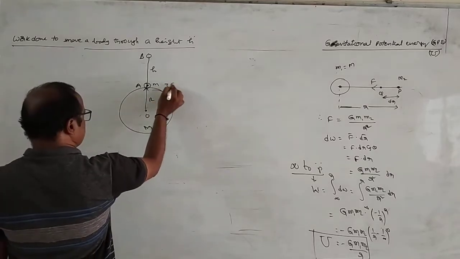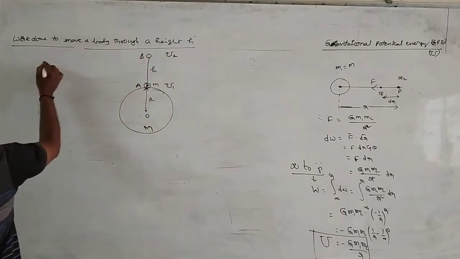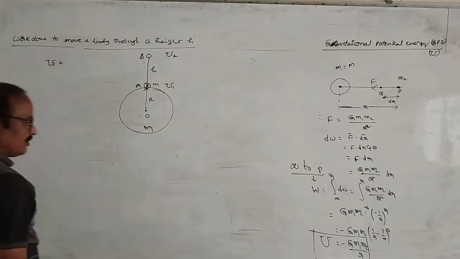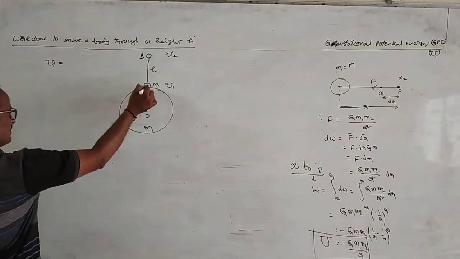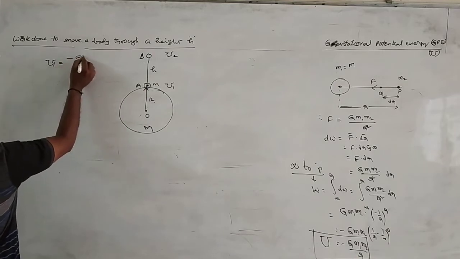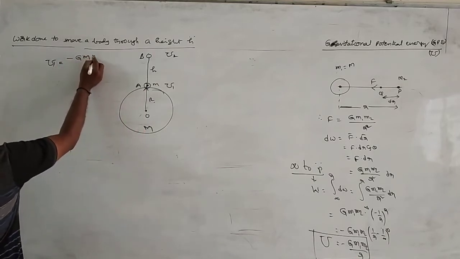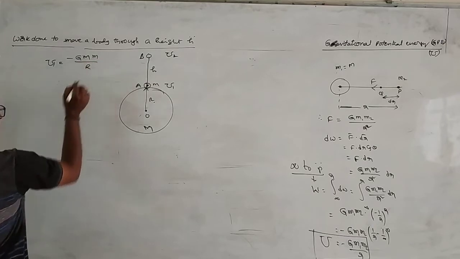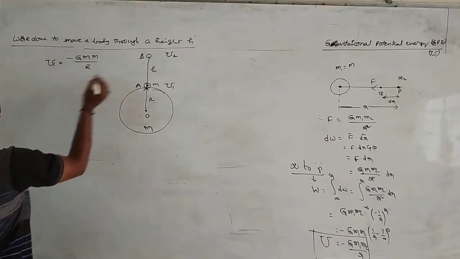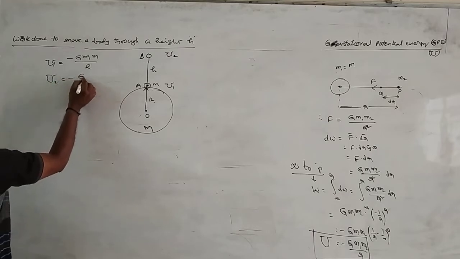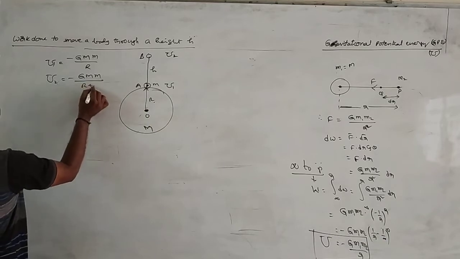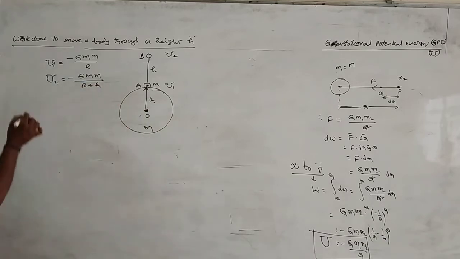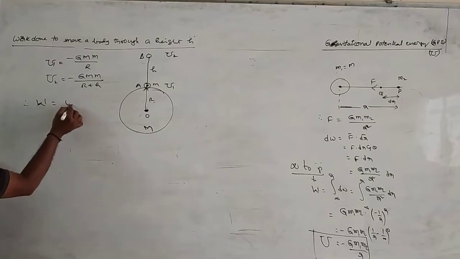Let the potential energy at A be U1 and at B be U2. So U1 is equal to minus G M m by R, since the distance for the initial potential energy is R. The final potential energy is U2 equal to minus G M m by the total distance from the center of earth, which is R plus h. Therefore, work done is always equal to U2 minus U1, final potential energy minus initial potential energy.